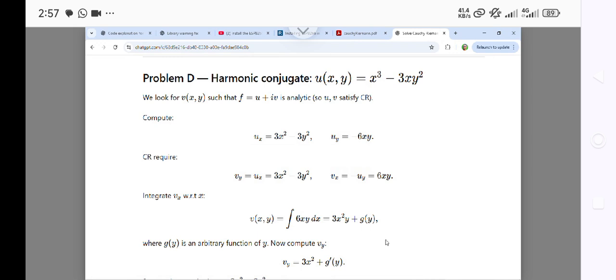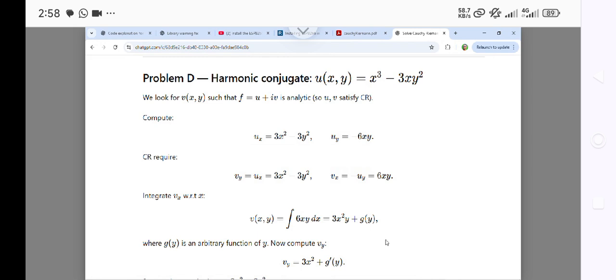V is the harmonic conjugate of u. So we need to use u to find v. Now we normally use or follow the Cauchy-Riemann principle to find out what our v should be.